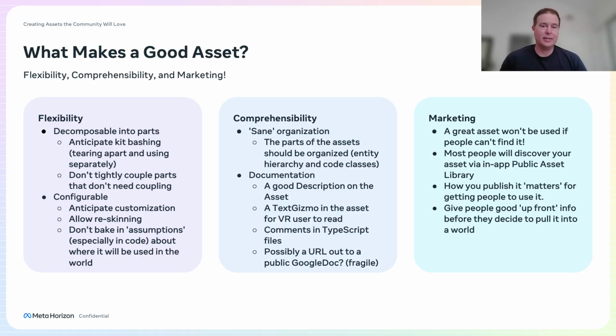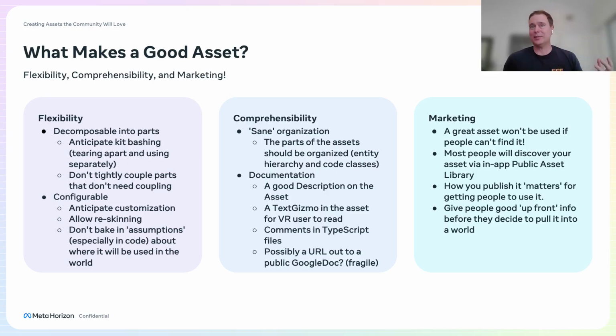Next, comprehensibility. You need to have your asset be easy for people to understand. It should be sanely organized. There should be a nice entity hierarchy inside of your asset, where the different groupings are named in ways that help people find the different parts, and some entity groupings to keep things organized, especially if you have a very complicated asset. And then additionally, very important for people who are trying to customize your asset, you want to make sure it has good documentation. There are two different ways of doing this.